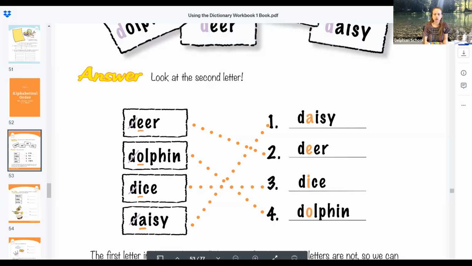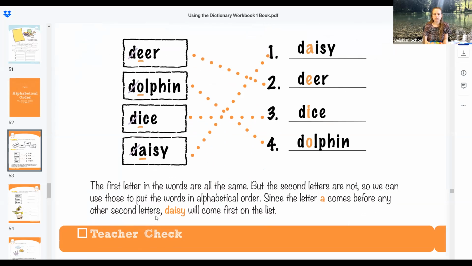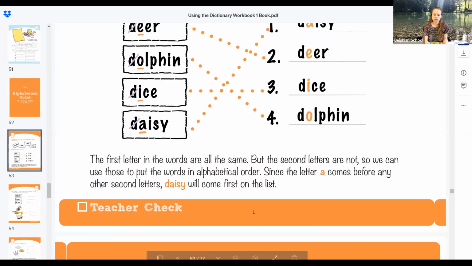Okay, good. So we're going to cross off the first letter, because we know the first letter for all of them is D. We're going to ignore that and look at the next letter. DA, so that one's going to be first, daisy. Then DE goes to deer, DI goes to dice, and DO for dolphin. The first letters are all the same, but the second letters are not, so we can use those to put the words in alphabetical order. Since the letter A comes before any other second letter, daisy will come first on the list.